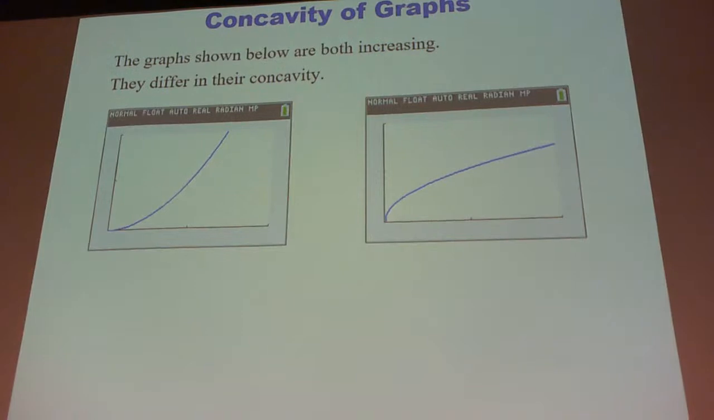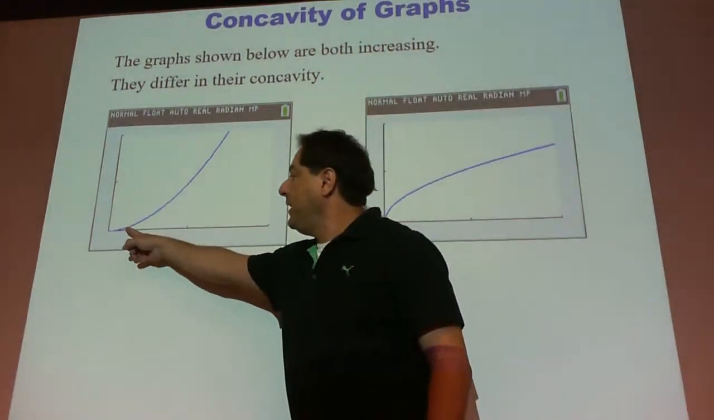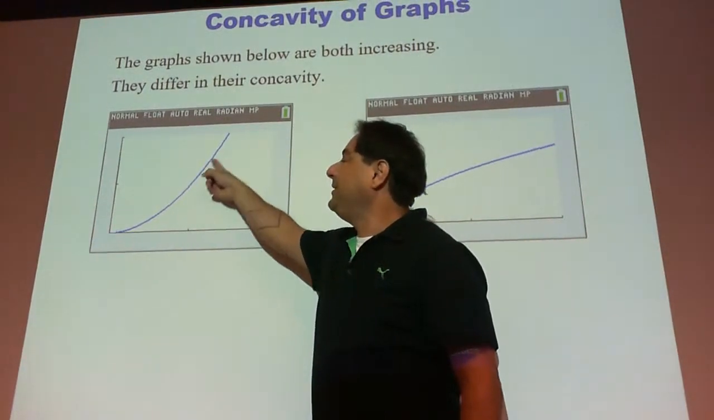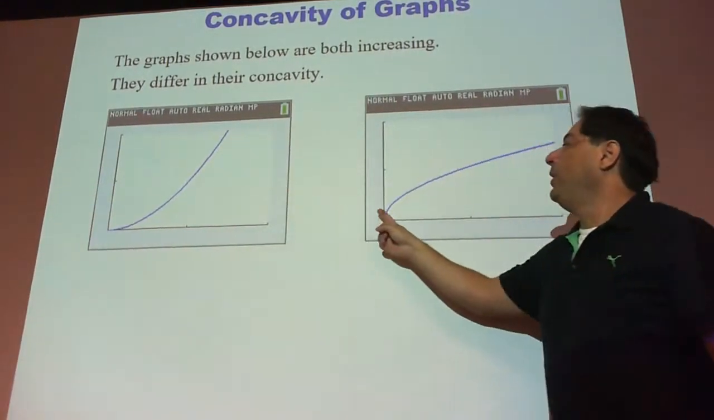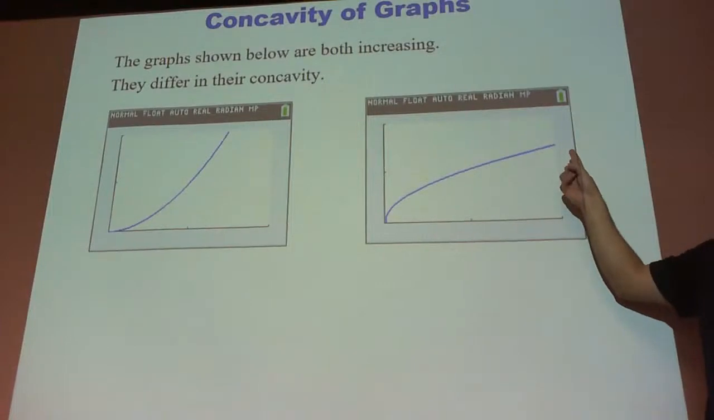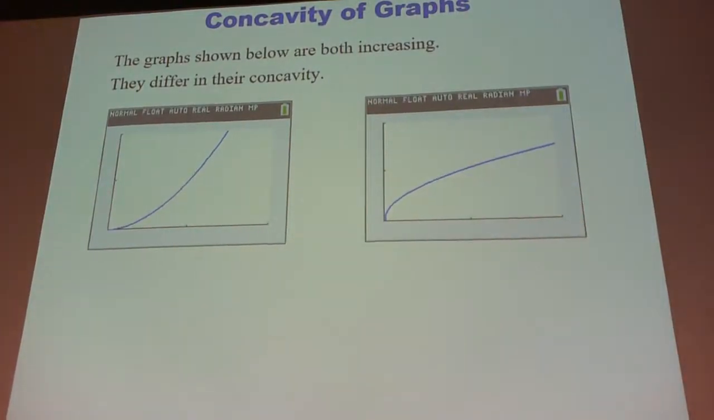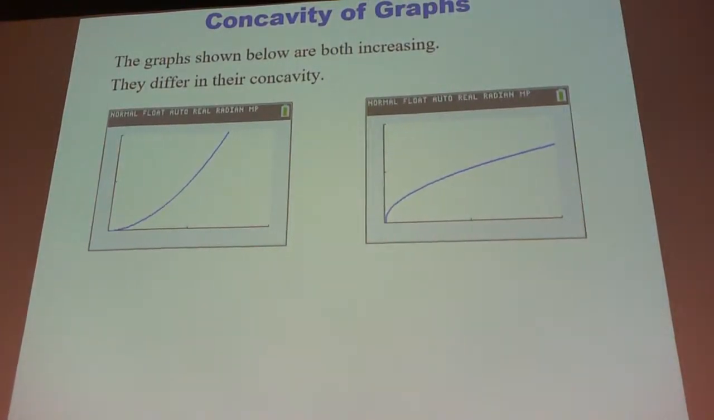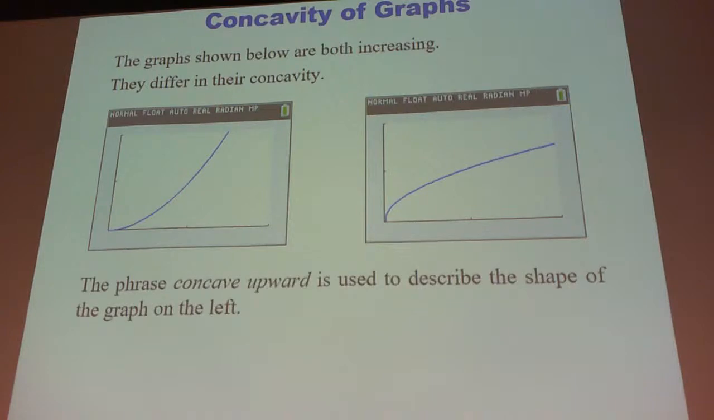So concavity talks about, is it increasing or decreasing? When it looks like this, where it increases, that's concave up. Where it goes up and then goes down, that's decreasing, that's concave down. So concave up, concave down. The second derivative will help us understand where the graph is concave up and where the graph is concave down.